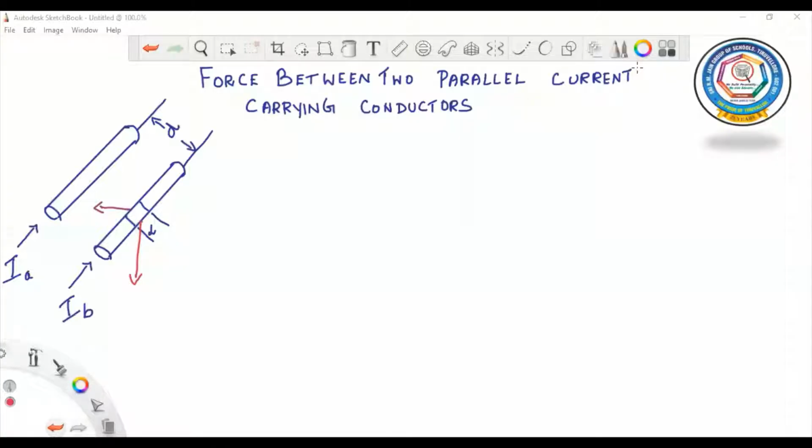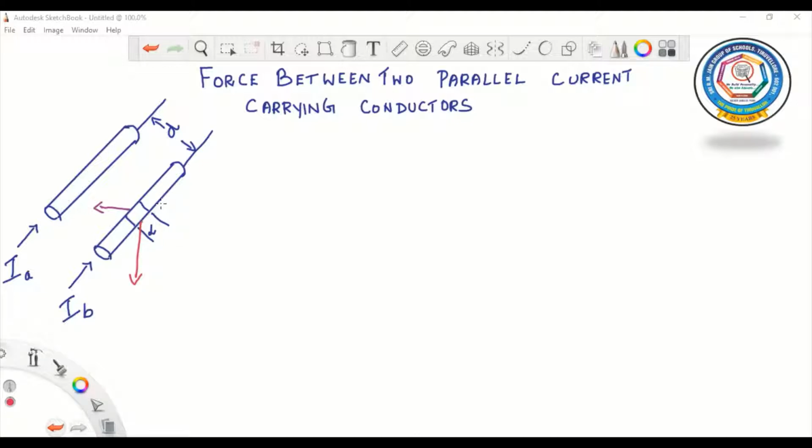Today we are going to discuss the force between two parallel current carrying conductors. Let us consider two long parallel conductors A and B, separated by the distance d. Let IA be the current flowing through the first conductor and IB be the current flowing through the second conductor. The first conductor A produces the same magnetic field BA at all points along the conductor B.